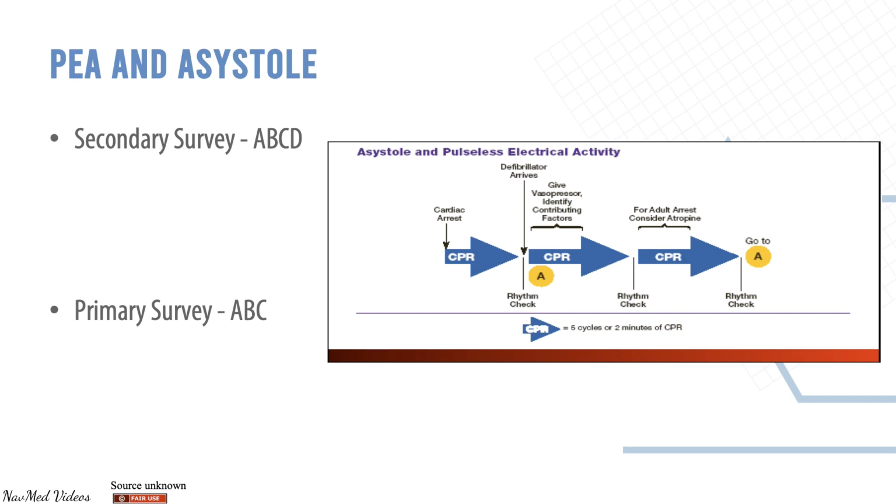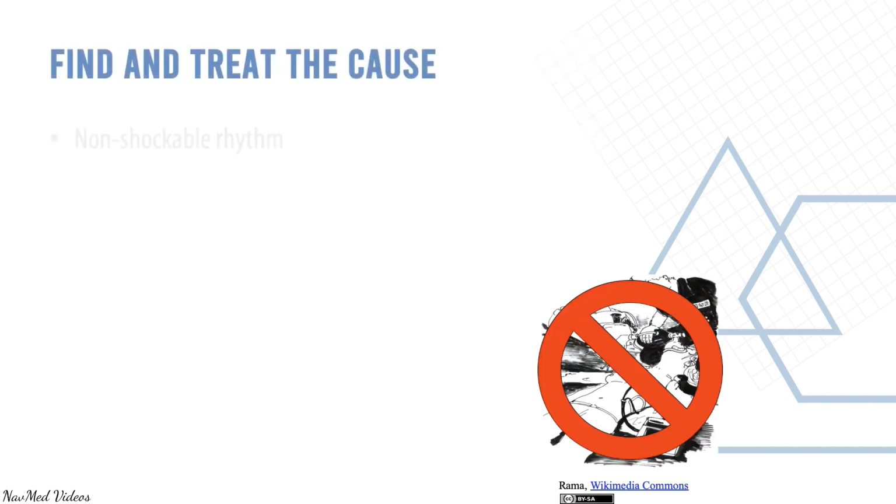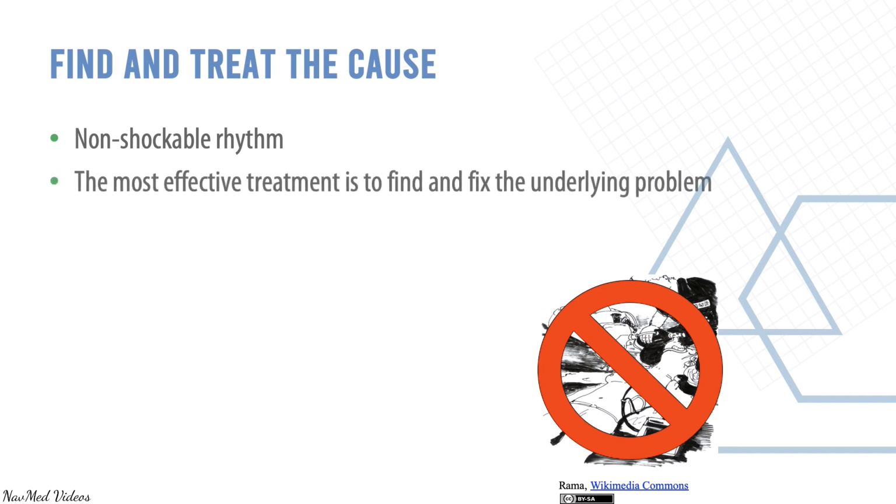Primary survey and secondary survey are what's required. Then you search for and treat the cause, and if it's still not improving, you give 1 milligram epinephrine and repeat every 3 to 5 minutes. Still not improving, atropine. Finding and treating the cause is the most important thing in a non-shockable rhythm. The most effective treatment is to find and fix the underlying problem.